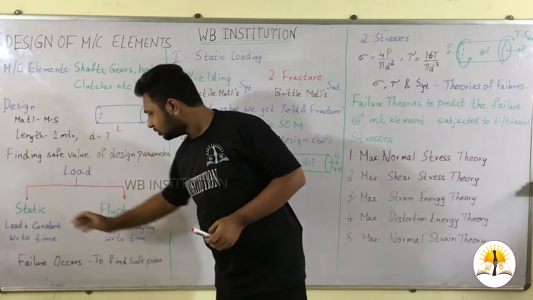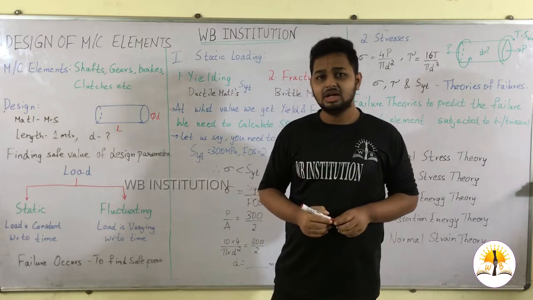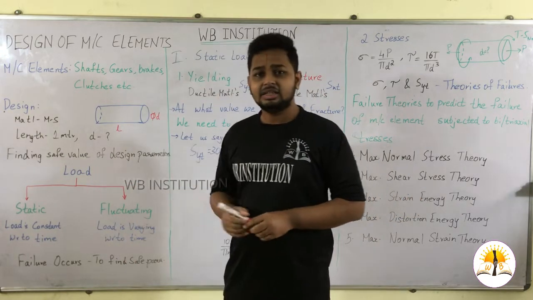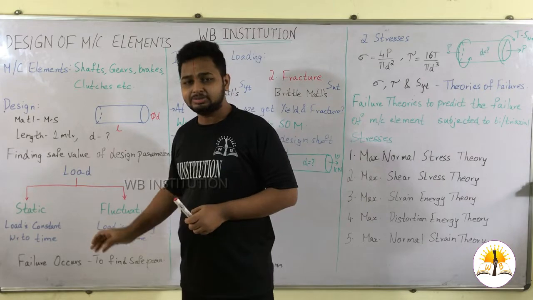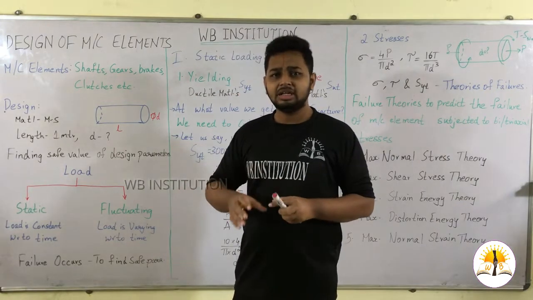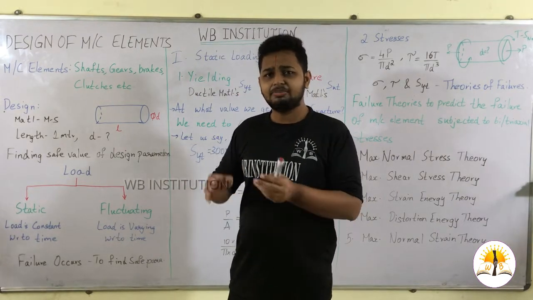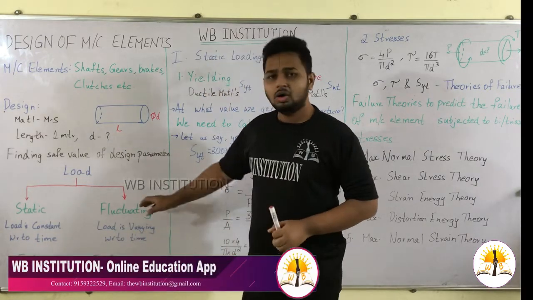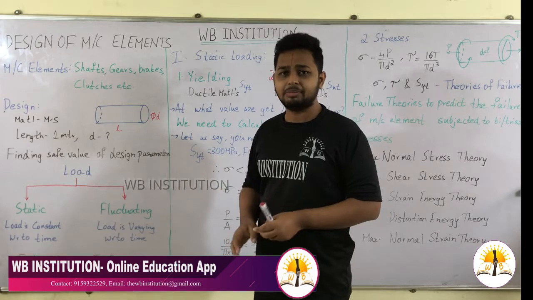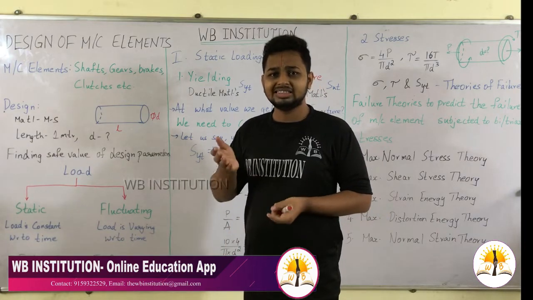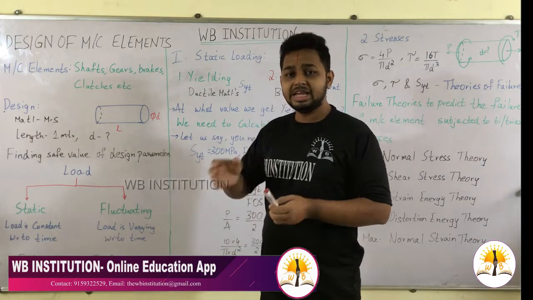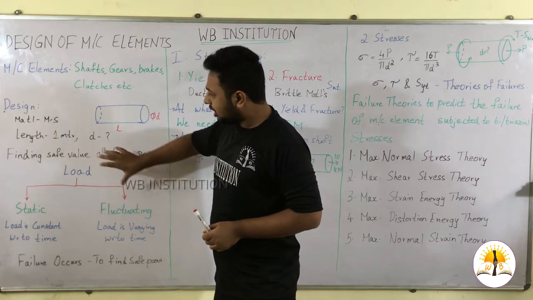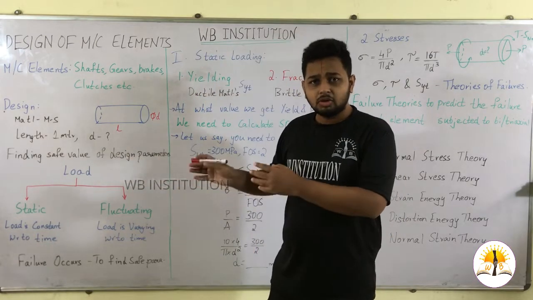From the design point of view, how many types of load are classified? There are 2 types of loads: one is static and the other is fluctuating. Static loads are those in which the load is constant with respect to time; at any time the load is constant at a particular value. A fluctuating load varies with respect to time, so the load may increase or decrease from the initial point. We have to design on the basis of these 2 types of loads.